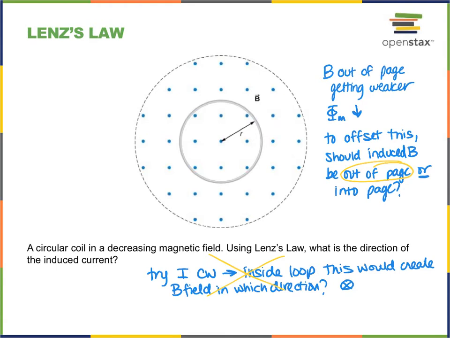Just for kicks, we can try counterclockwise, which means at the bottom of the loop, the current would be going to the right. If I point my thumb to the right, my fingers above my thumb are coming out at me, and that's the direction of the magnetic field. And so I end up figuring out that a current in the counterclockwise direction will create additional magnetic field within the loop that's coming out of the page, and that's what will offset the decreasing magnetic flux. My induced current is going to go counterclockwise.